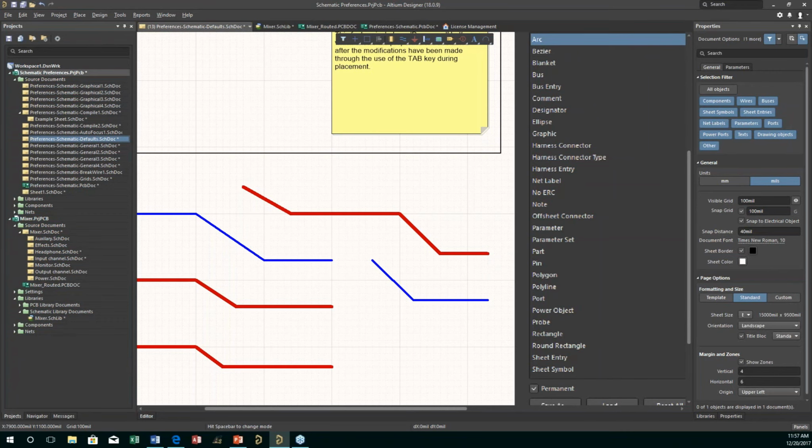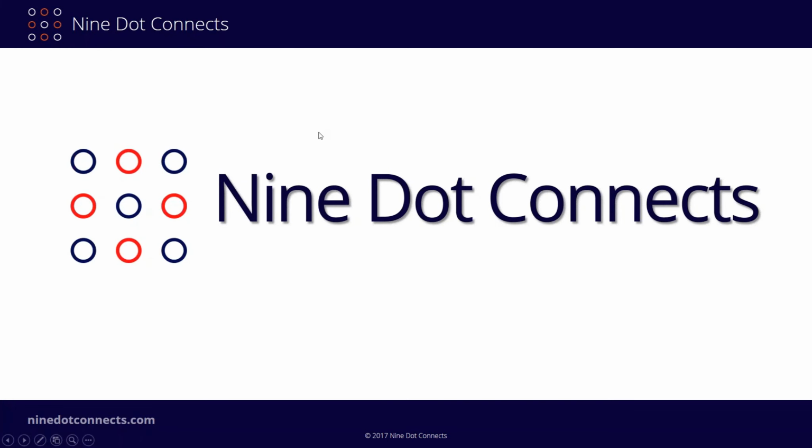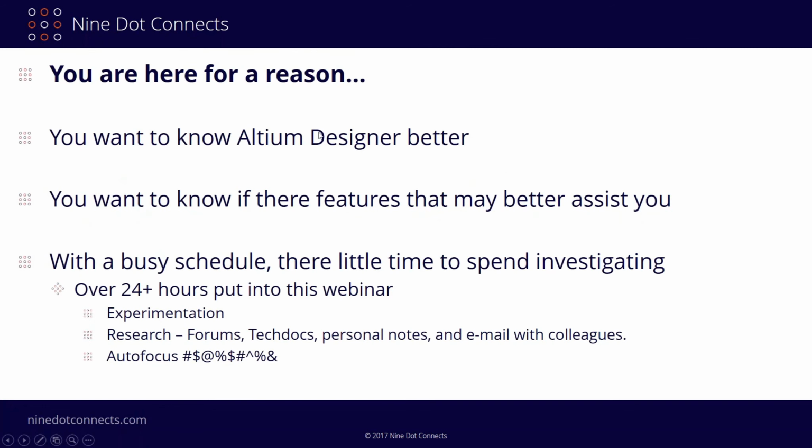Well, folks, you are here for a reason. So I'm going to bring this back up here if you don't mind. You are here for a reason. And the reason you're here is because you want to know Altium Designer a lot better, and that you want to know that there are features in here that may better assist you. Hopefully, today you've seen some really cool things. You say, you know what, I'm going to turn those things on. I want to make use of those things.